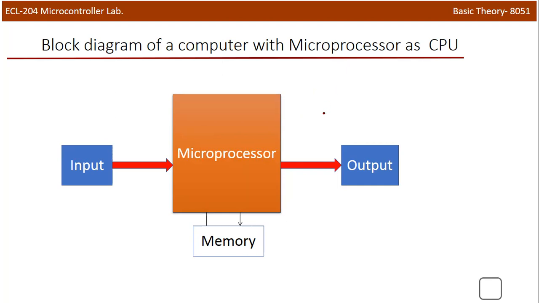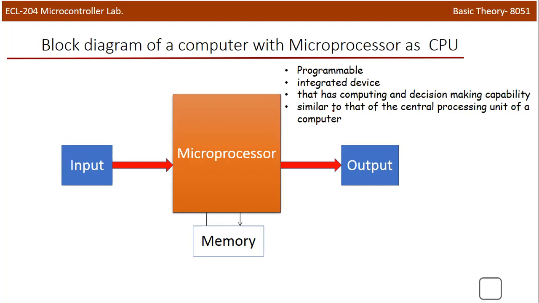So a microprocessor means it's a programmable device, an integrated IC or integrated device. It's an electronic semiconductor device. It has computing and decision-making capability similar to that of a central processing unit of a computer. So this is a definition of a microprocessor. Now we'll compare with another term. Here you can see that this input, output, and memory device are external to the microprocessor. So we need to add extra memory for the proper working of a computer system.